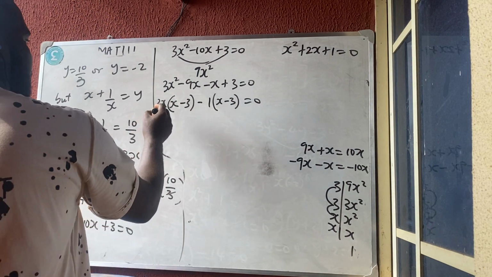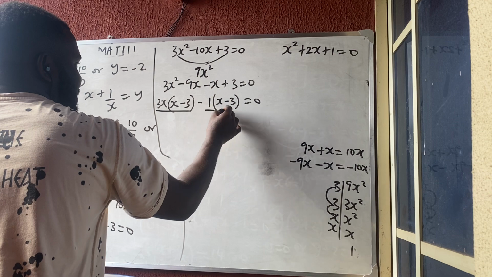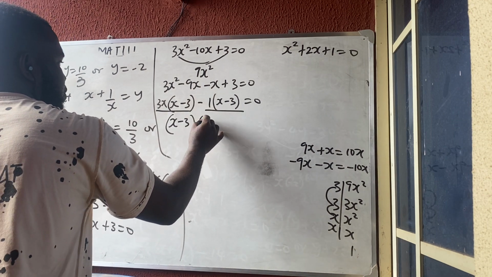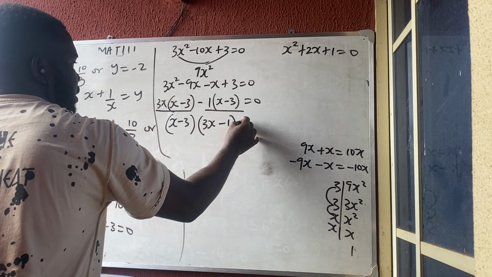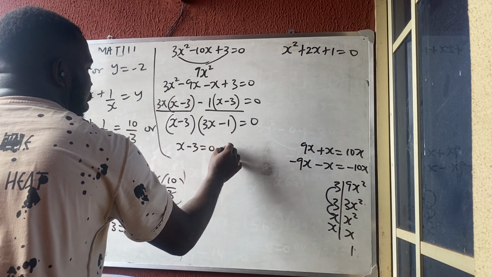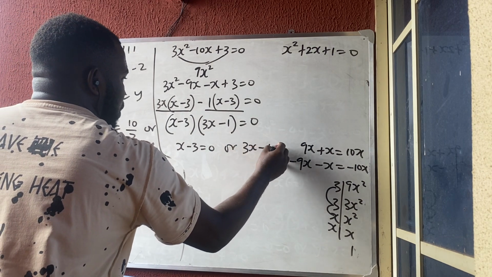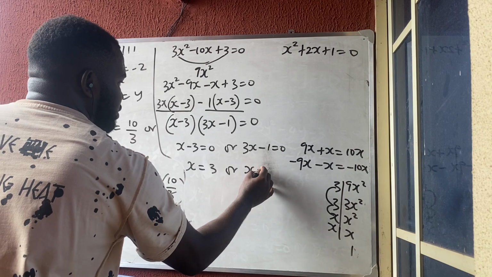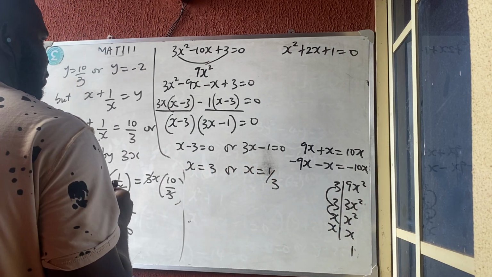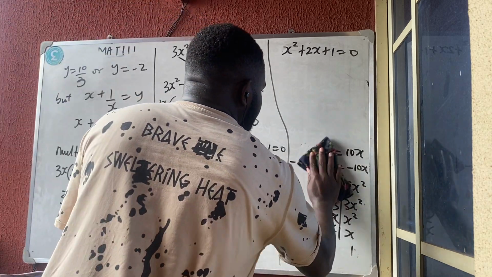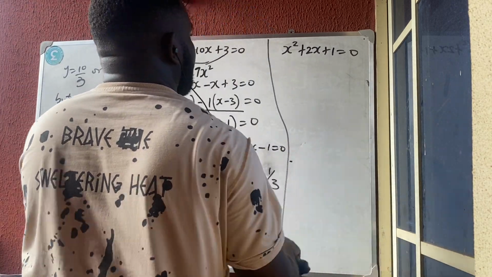So the next method is what? What is common between this line and this line is x minus 3. Then what is remaining is 3x minus 1 is equal to 0. So what do we have now? That x minus 3 is 0 or 3x minus 1 is 0. So x is equal to 3 or x is equal to 1 over 3. I have gotten this for this side. So let me solve for the other side.